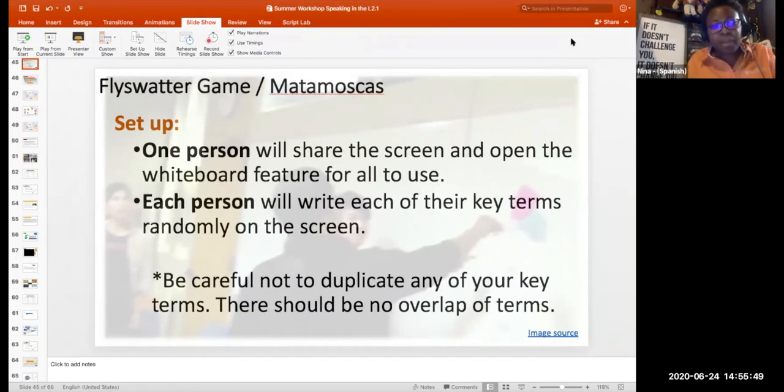Okay. With Matamoscas or the Flyswatter game, y'all know how you play it. I'm going to tell you how I play it. I play it so that it's all target language. So we use the same words that we would have used before, like the direct teach or demonstration, concept attainment, all those things that we've been using, those same phrases.